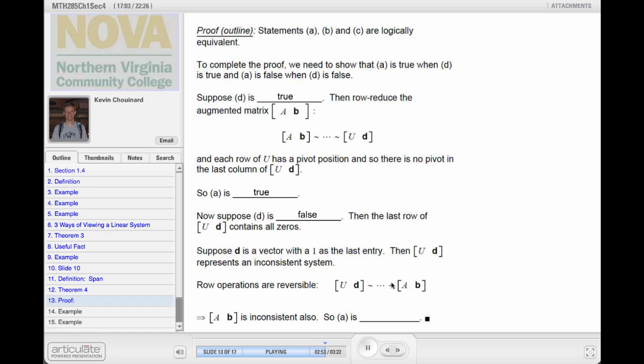If this augmented row reduced matrix is inconsistent, then so will the original augmented system. And if the original augmented system is inconsistent, then A is false. So that's a quick little summary of how to show that A and D are equivalent. It goes a little bit quick, but A and D are now equivalent, and since B and C were equivalent to A, they'll also be equivalent to D. And so all four statements are equivalent.